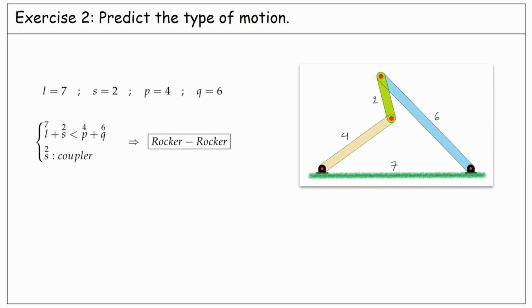In the second exercise, the longest is 7, the shortest is 2, and the two others are 4 and 6. So L plus S, which is 9, is less than P plus Q, being 10, and since the shortest, being 2, is the coupler link, we expect a rocker-rocker motion.